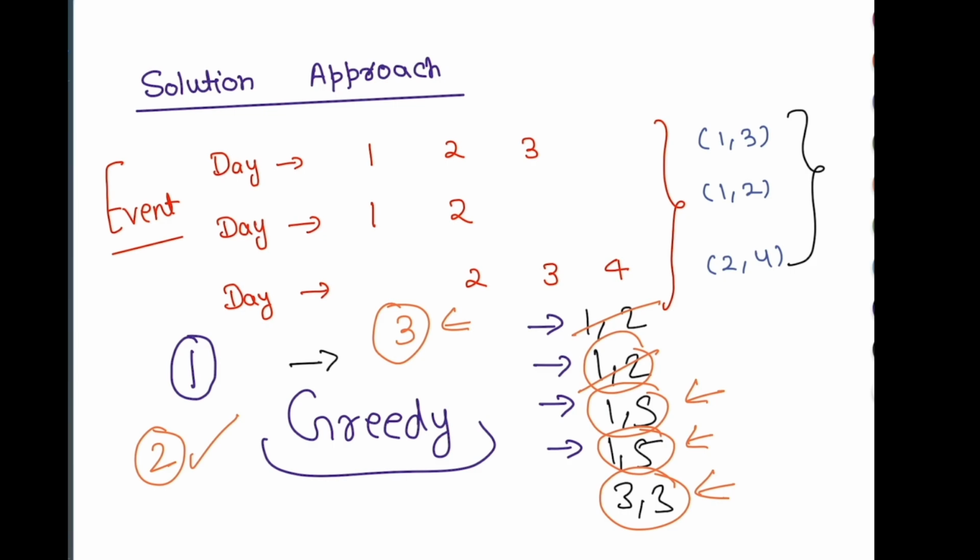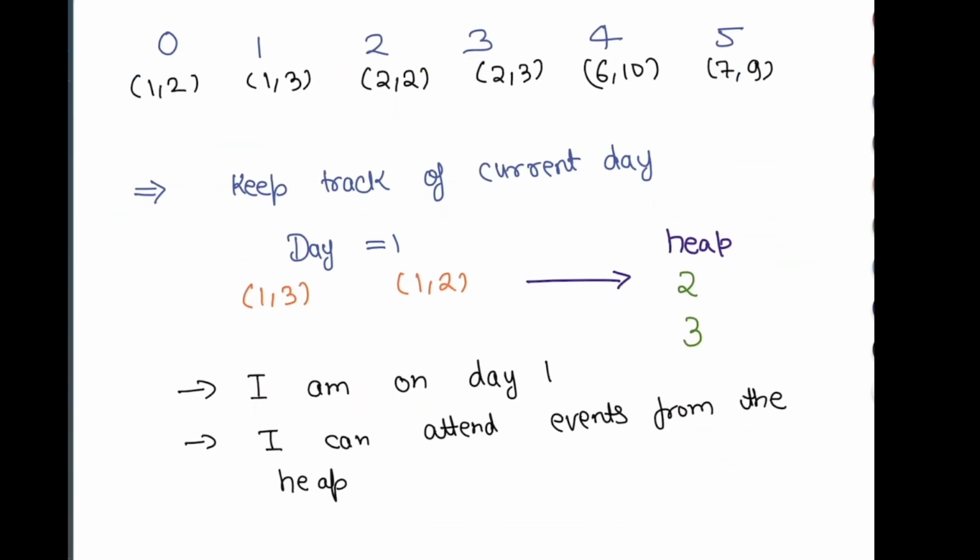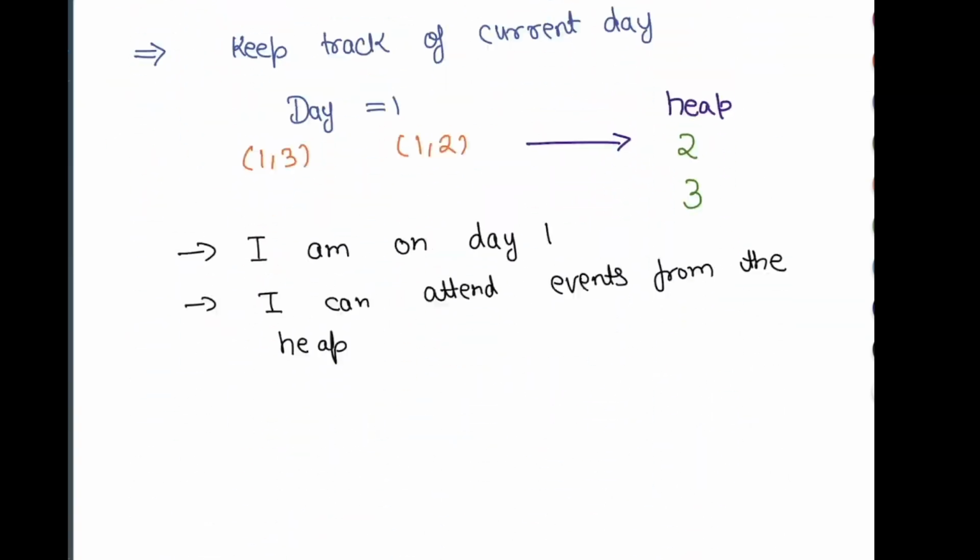And before that, I have to keep in mind that I will have to find some data which can tell me what are the events I can attend on day 1, what are the events I can attend on day 2, on day 3, and out of all those options, I will have to attend that event which is ending first. So now let me try to explain you the solution of this problem using something called as heap. So let us try to solve this question.